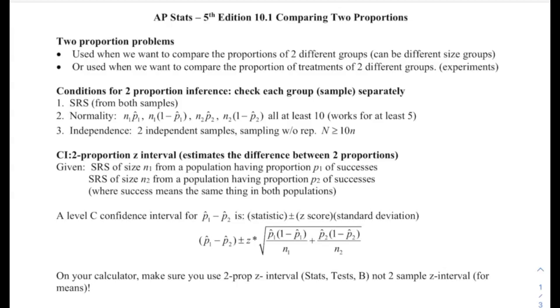All right, stats. Today we're going to talk about two-sample stuff. We're going to start with proportions, and it's going to work very, very similar.